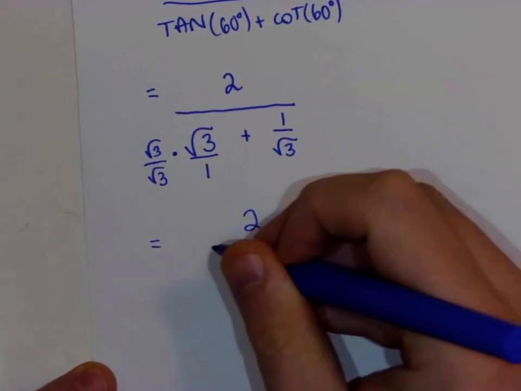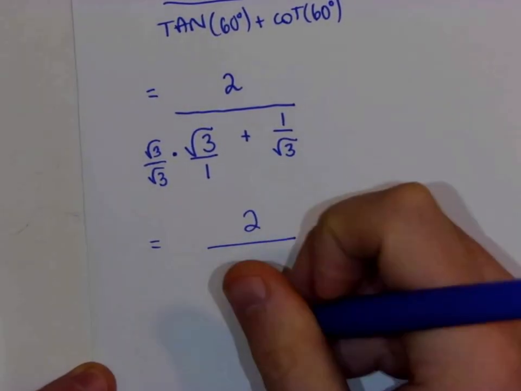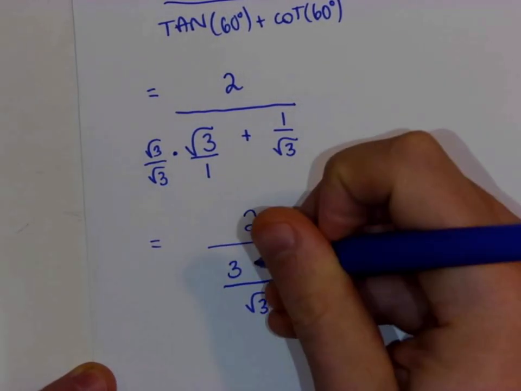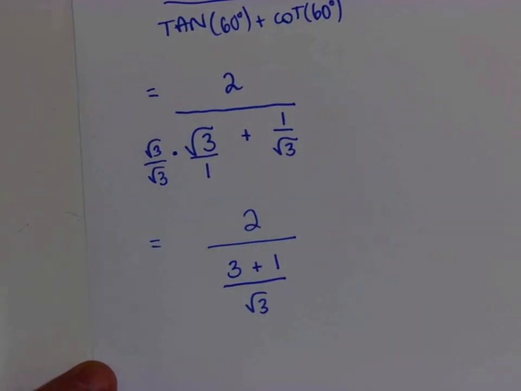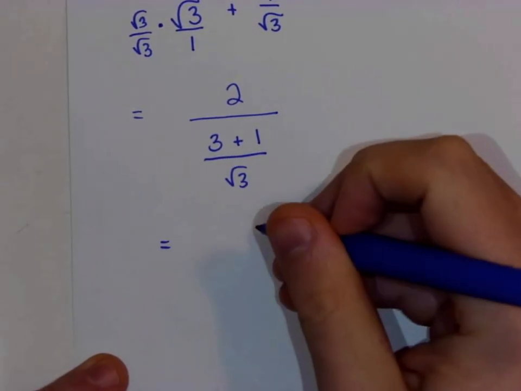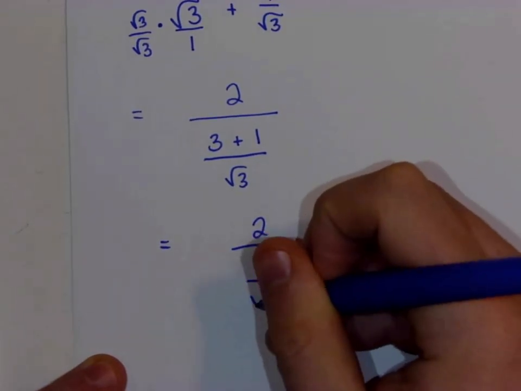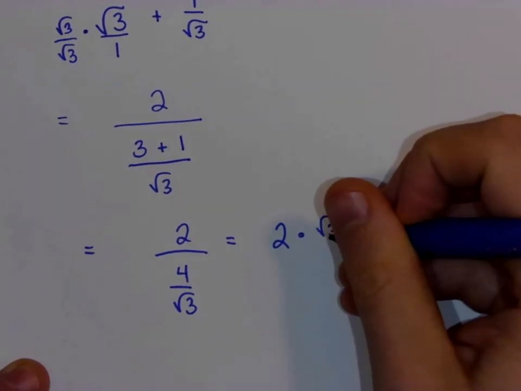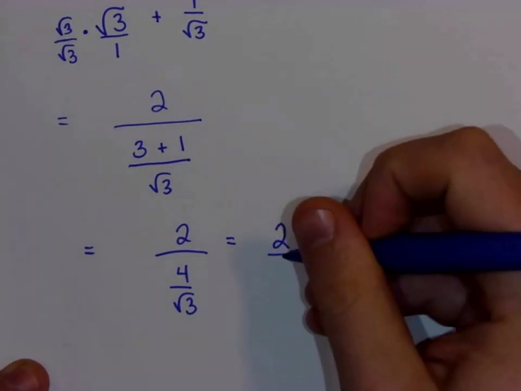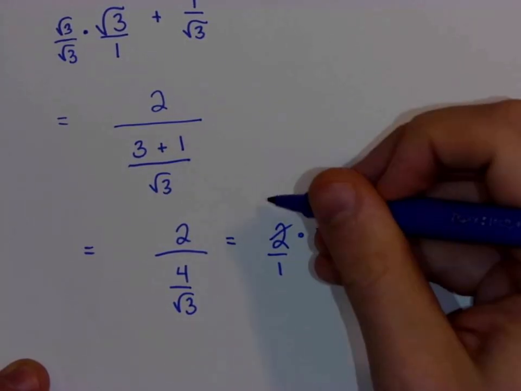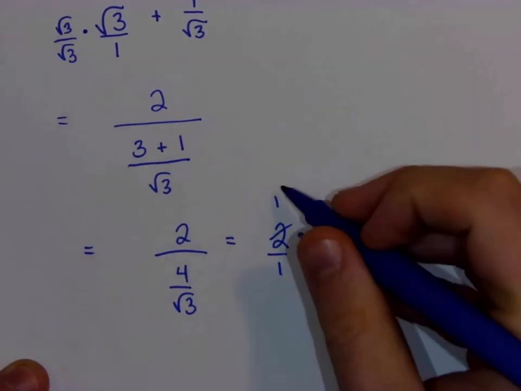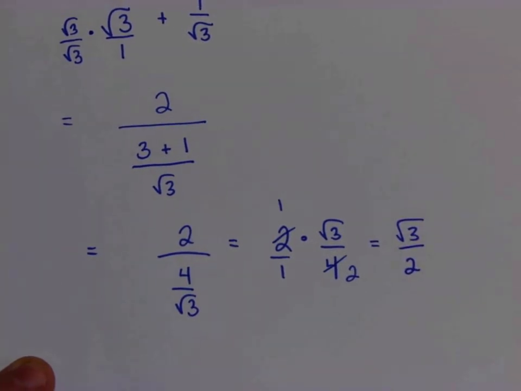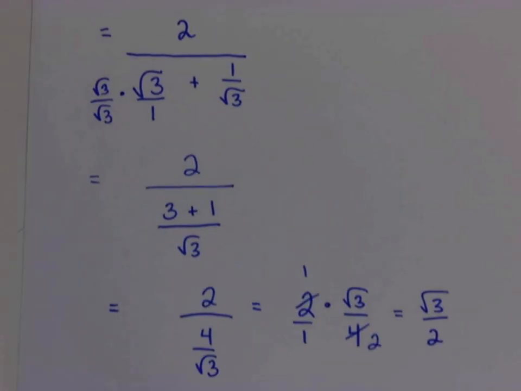So that equals 2 over. The denominator in this case is going to be root 3. Root 3 times root 3 is 3, plus the 1 on the right. That is going to equal 2 over 4 over root 3. We're dividing a fraction, so we're going to go 2 times root 3 over 4. Since that is over 1, we're going to cross cancel. This is going to be 1, this is going to be 2. 1 over 1 times root 3 over 2 is just equal to root 3 over 2. So that's the left-hand side by plugging in 60 degrees.